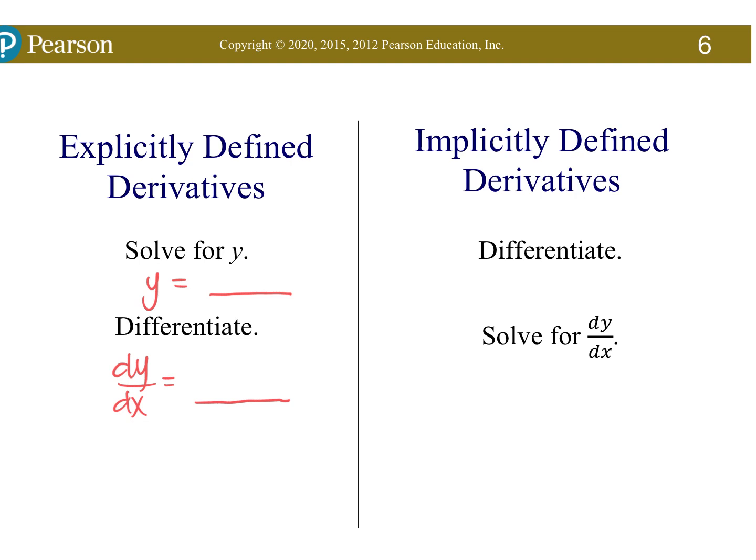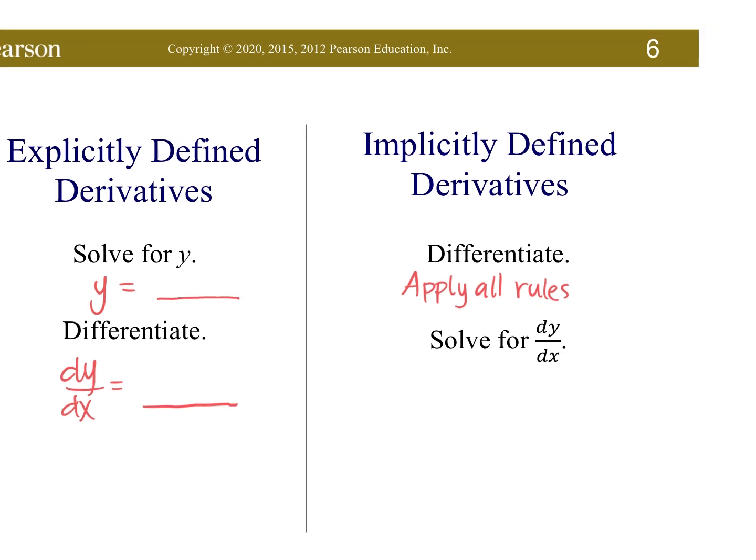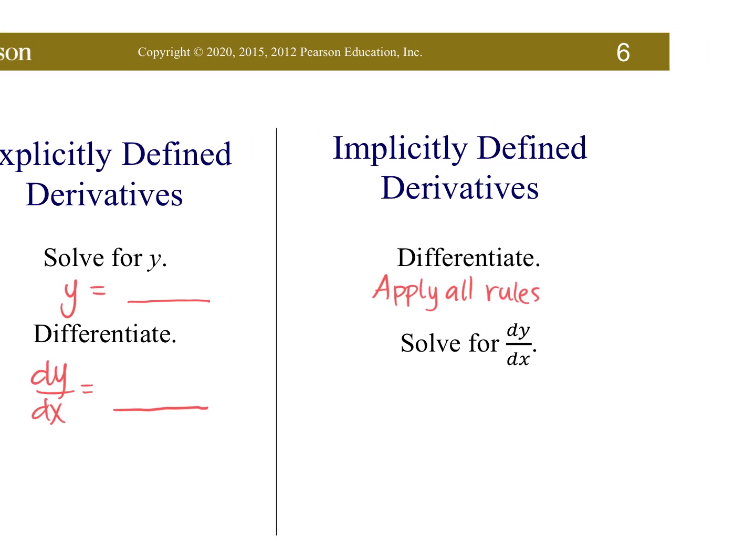Now from this point forward, you're going to also learn how to do an implicit curve. And you do the order opposite. You do the derivative rule first. So you're going to apply all the rules first. So you'll look at it and you'll say, okay, do I need chain rule? Do I need quotient rule? Do I need product rule? What rules do I need? And once you've done all the rules, then you're going to solve for dy/dx. You're going to get dy/dx alone.